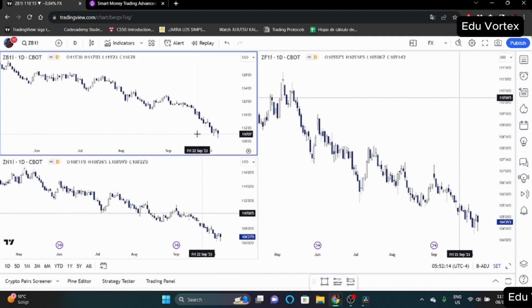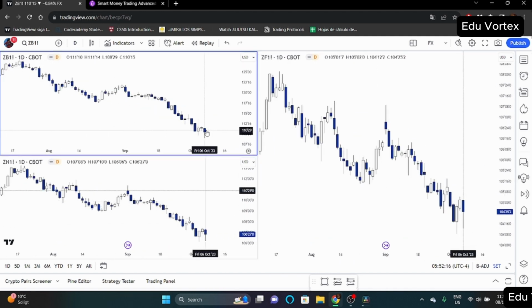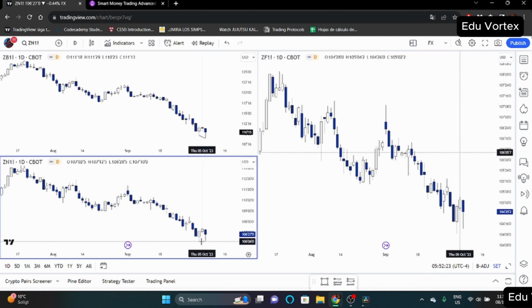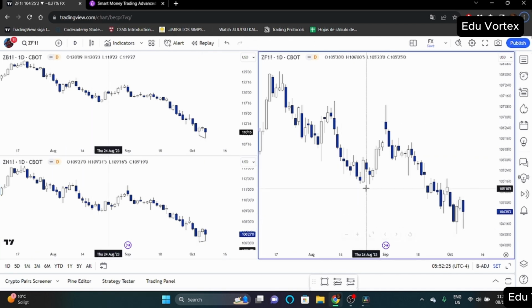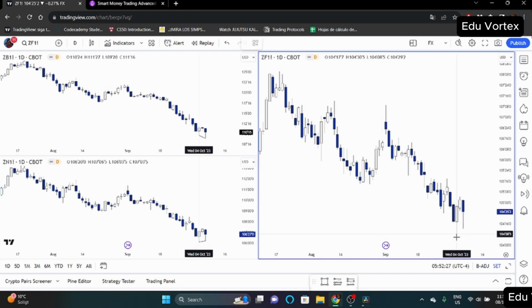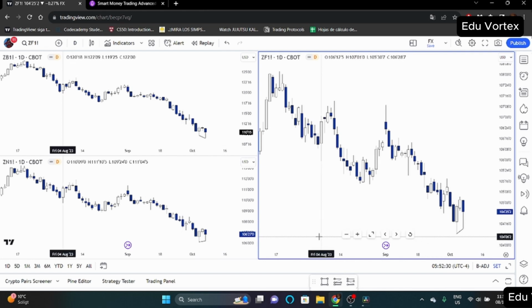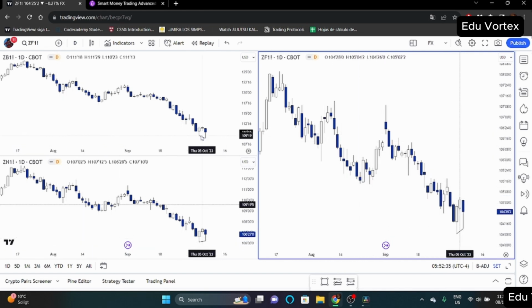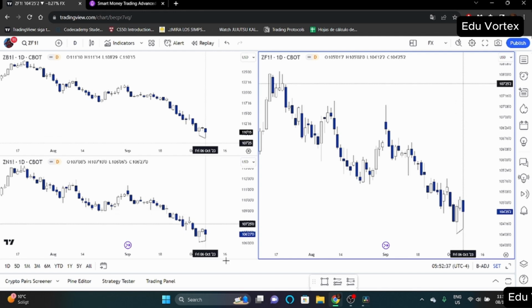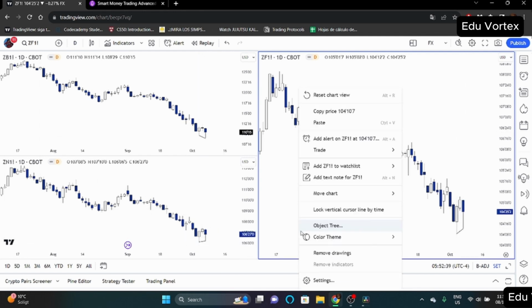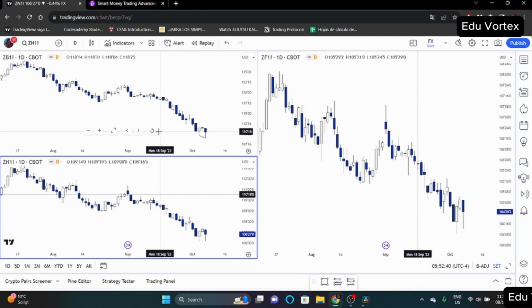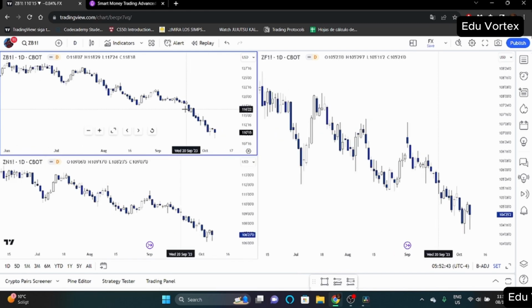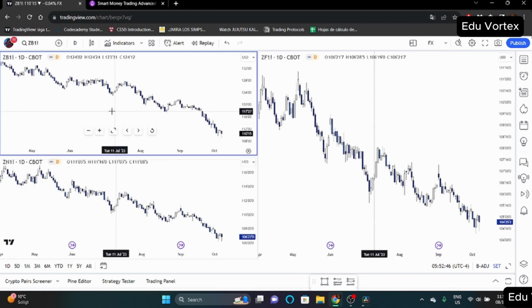But look at this. This is an SMT divergence, smart money technique divergence. We have a low, we have a higher low right here. And what do we have here? A higher low. Okay. If these assets are correlated, then why is this making a lower low and these ones are making higher lows? Because there's been a massive accumulation down there.